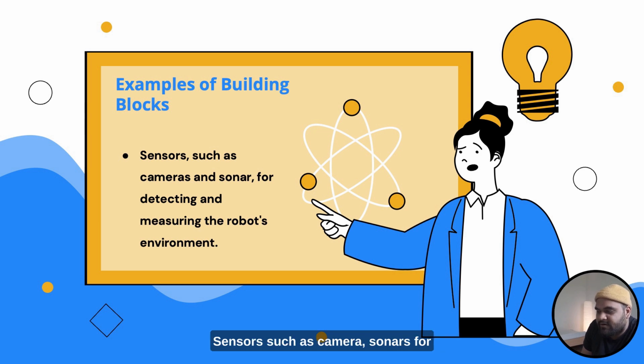Sensors such as cameras and sonars are used for detecting and measuring the robot's behavior. Essentially, when a robot is doing something, you need to measure all these parameters and figure out, if I told the robot to move 90 degrees, whether it's actually going to 90 degrees or not. That's going to be very, very important.